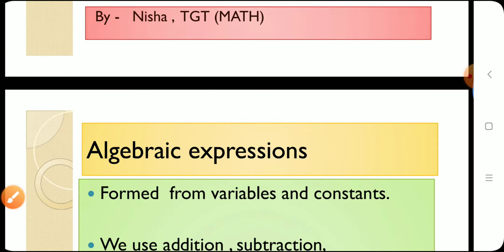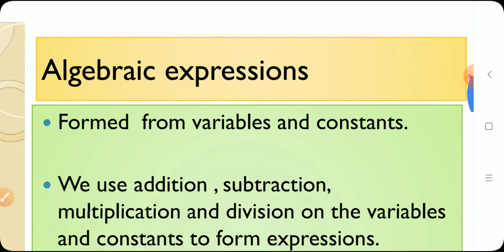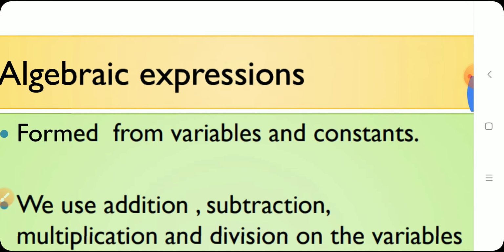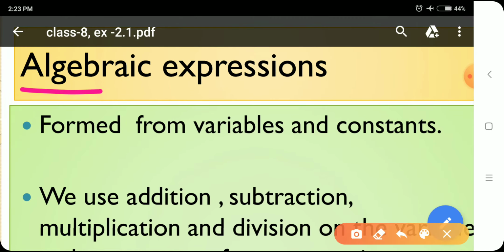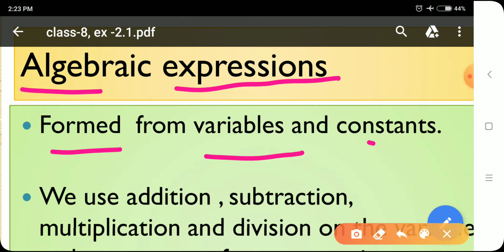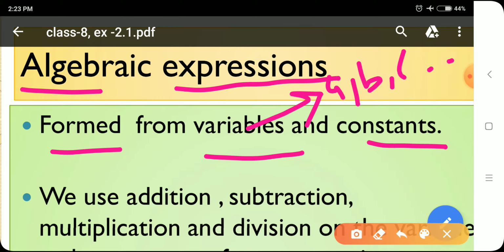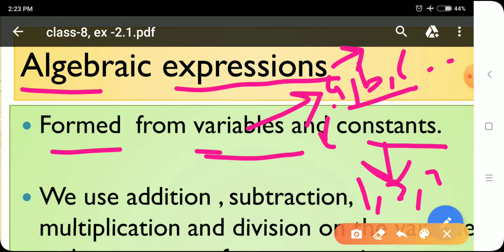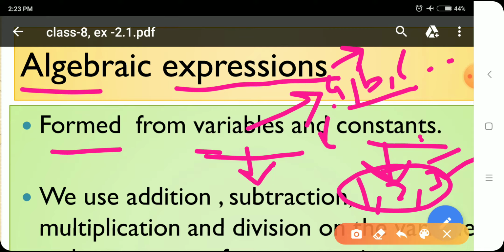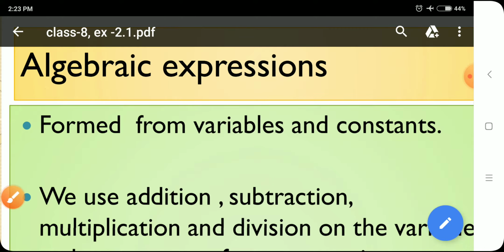Before starting the exercise, we will discuss algebraic expressions, which we have already learned in our lower classes. Algebraic expressions are formed from variables and constants. You know that a, b, c, and so on, x, y, z, all are variables whose value varies. Constants are numerical values like 1, 2, 3, which are fixed and never change.